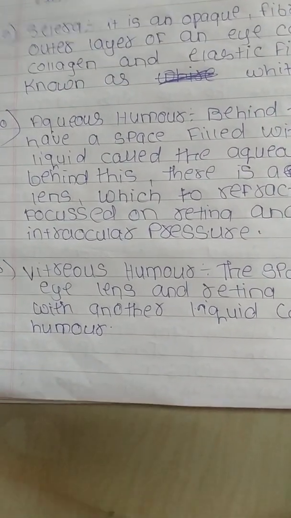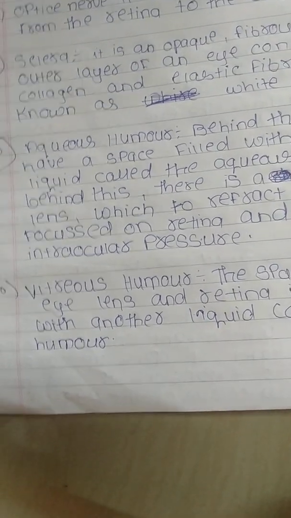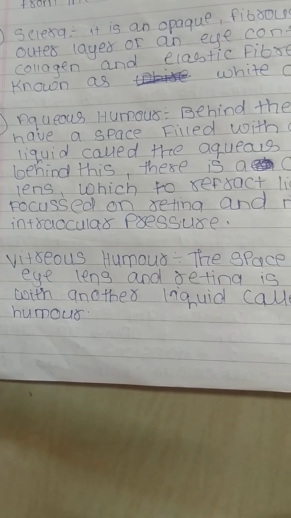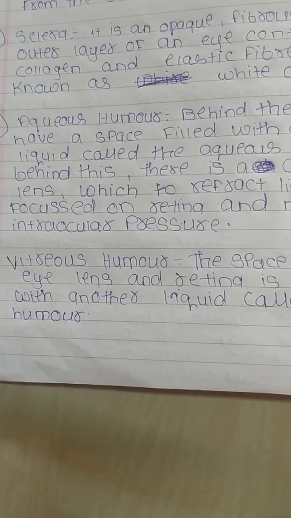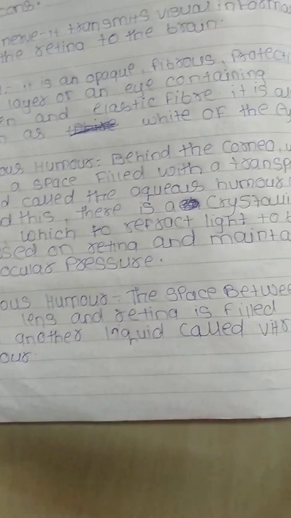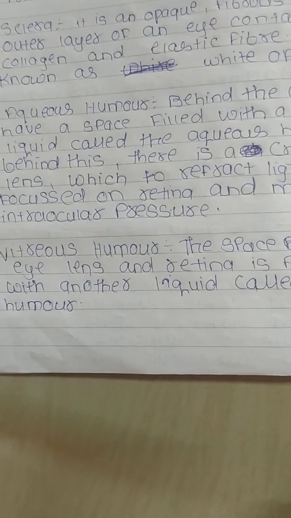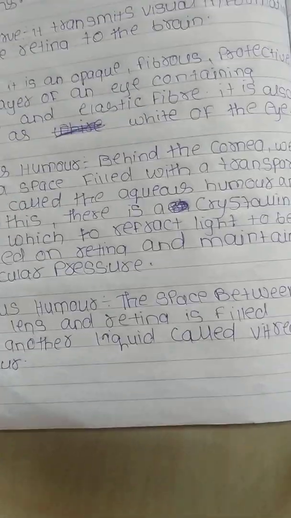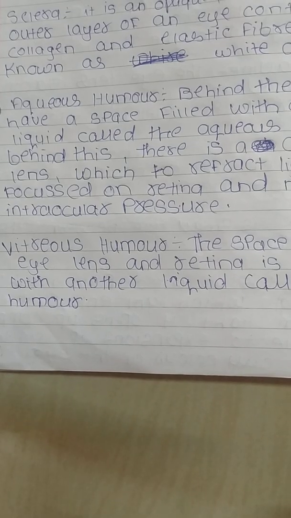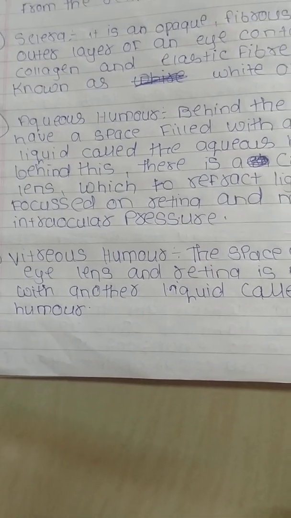What is vitreous humor? I didn't mention it in the diagram, so I will help you understand. The space between the eye lens and the retina is filled with another liquid called vitreous humor. So the space between the retina and the eye lens has a liquid, which is the vitreous humor.